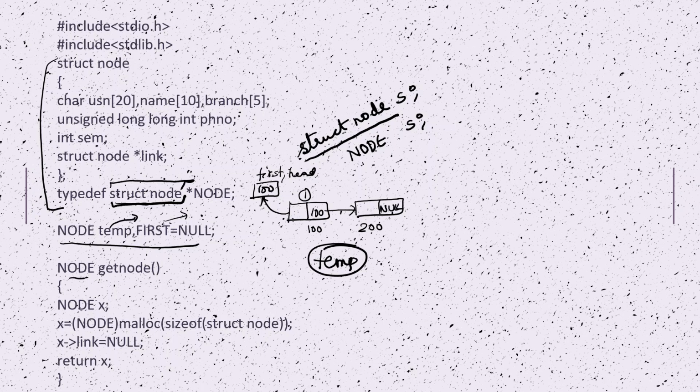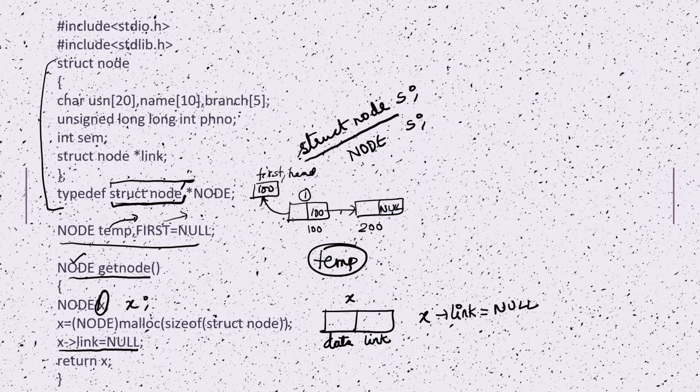Here, the getnode function is called. Node is the data type. I will name the node as X. So in that, I will be creating a node called X. It will have a data part and it will also have a link part. Here, X of link is null. So X's link is equal to null, which means that X is the only node. It does not have any node before it and also after it. So this part will be null.